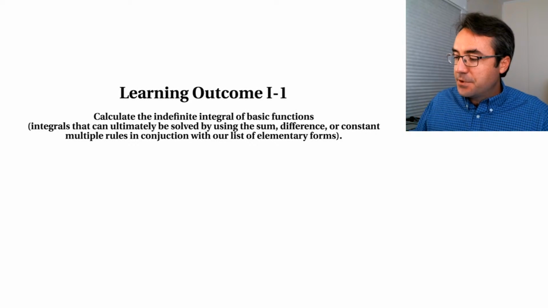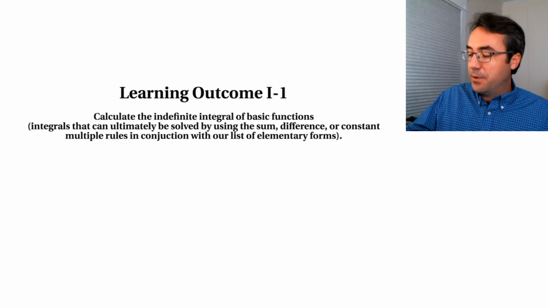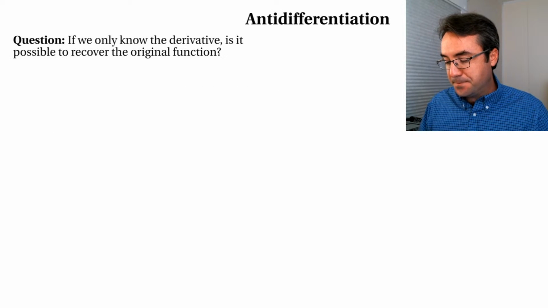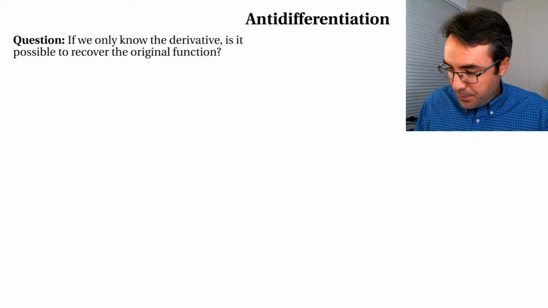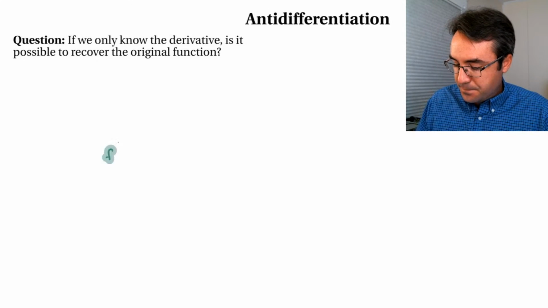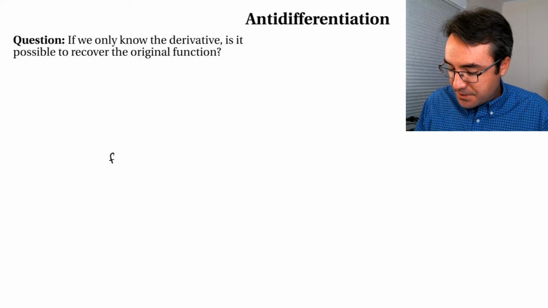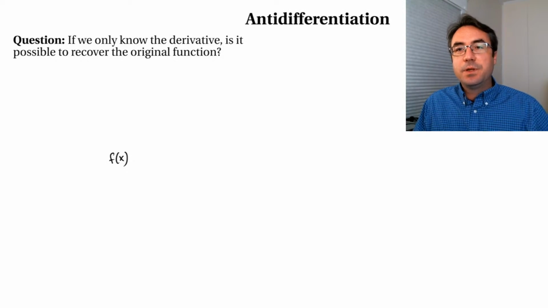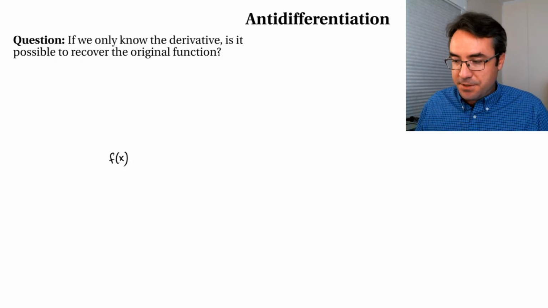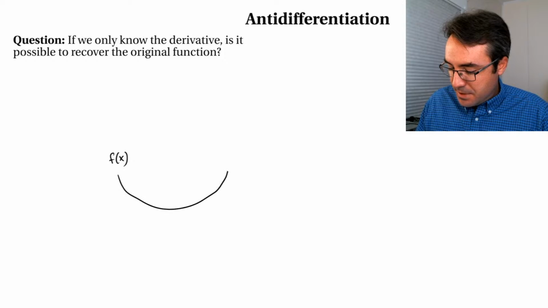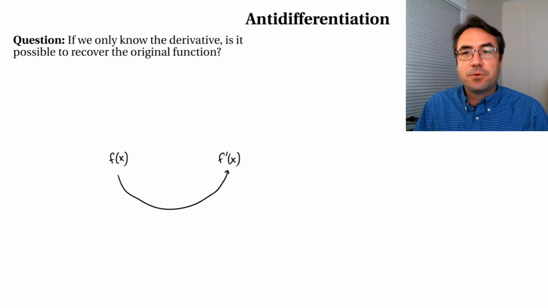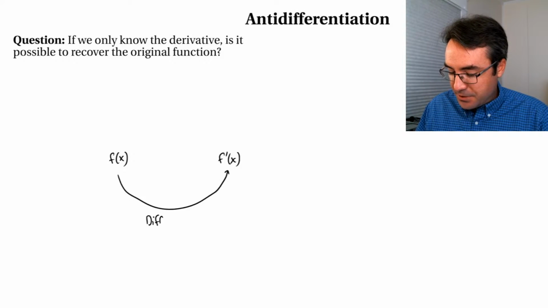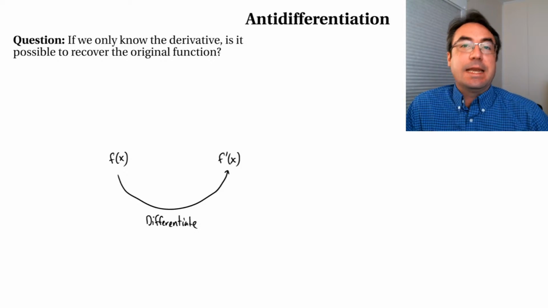So first, let's start with some definitions, though, and kind of our motivating question. So the motivating question here is, let's suppose that we have a function f of x. And we learned all those differentiation rules, product rule, quotient rule, chain rule. We learned all those derivative rules that allowed us to differentiate. So we could go from f of x to f prime of x. We learned all those techniques.